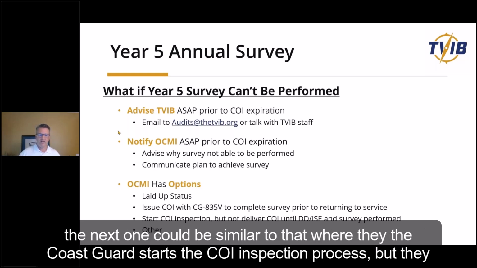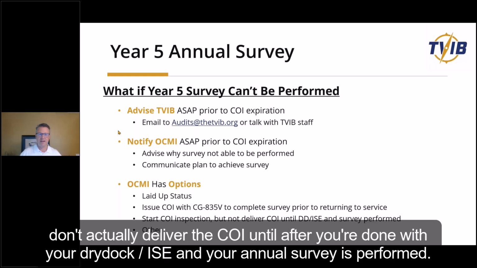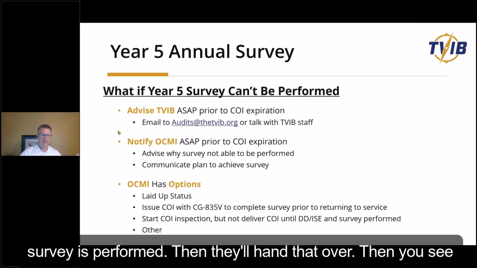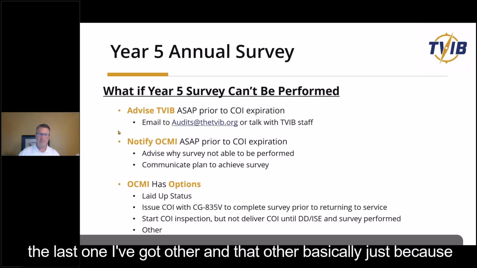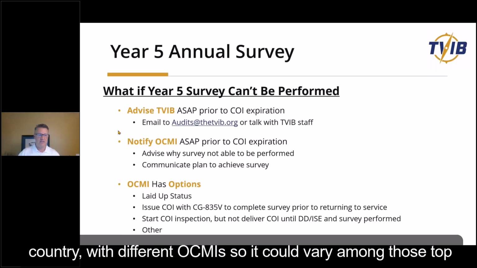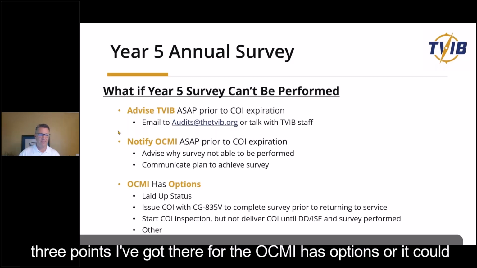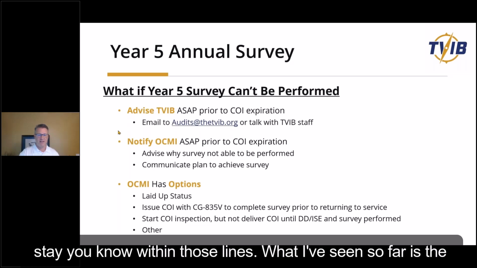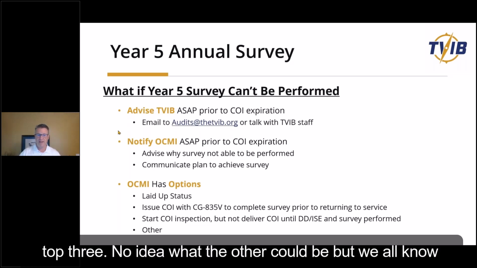And then the next one could be similar to that, where the Coast Guard, in air quotes, starts the COI inspection process, but they don't actually deliver the COI until after you're done with your dry dock, ISE, and your annual survey is performed. Then they'll hand that over. And then you see the last one, I've got other, and that other basically is just because there's a bit of inconsistency on how things go throughout the country at different OCMIs. So it could vary among those top 3 points I've got there for the OCMI has options, or it could stay within those lines. What I've seen so far is the top 3.